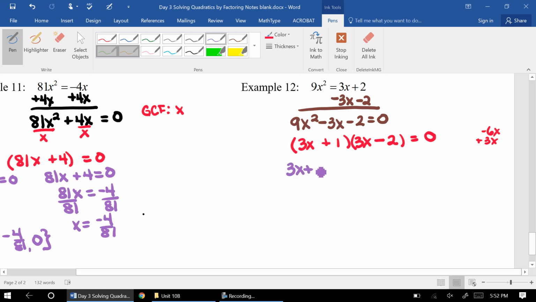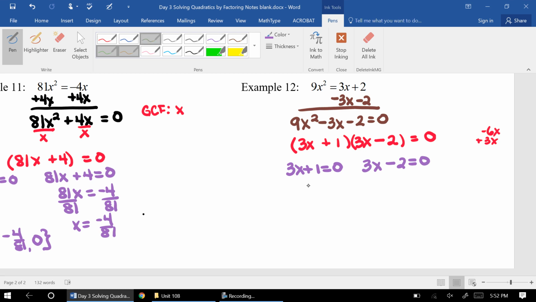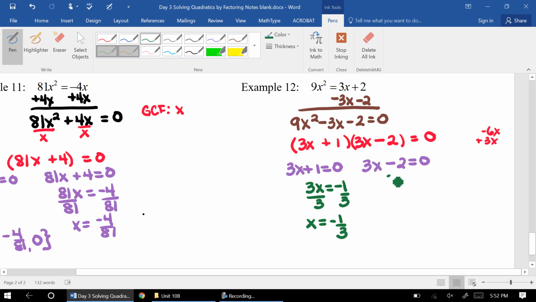Set each term equal to 0. 3x plus 1 equals 0. 3x minus 2 equals 0. Solve them independently. Subtract the 1. Divide by 3. X equals -1/3. Add the 2. Divide by 3. So my solution is -1/3, 2/3. And there you have it.